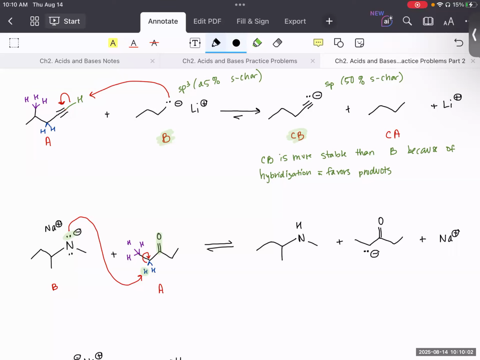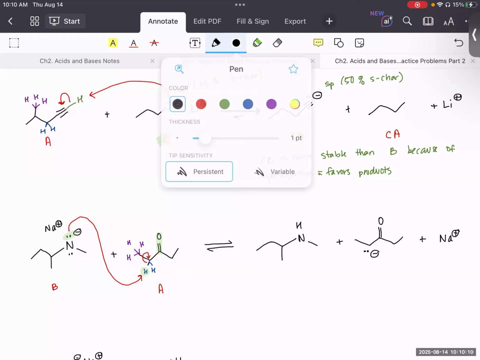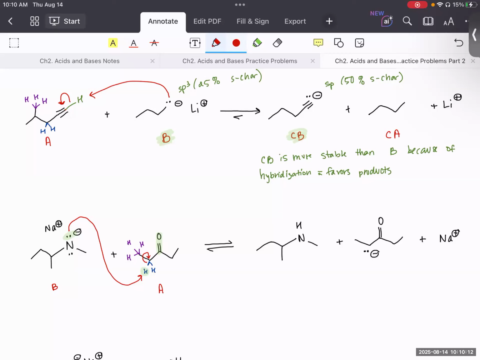And due to the symmetry, you could have deprotonated the hydrogen on the right side of the carbonyl. You end up with the same product. I'm just showing the ones that are on the left here. All right, from here we can label our conjugate acids and our conjugate base. And again, that sodium doesn't change. It just stays the same on the left and the right side.